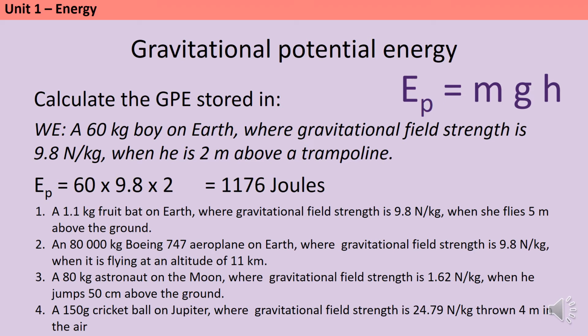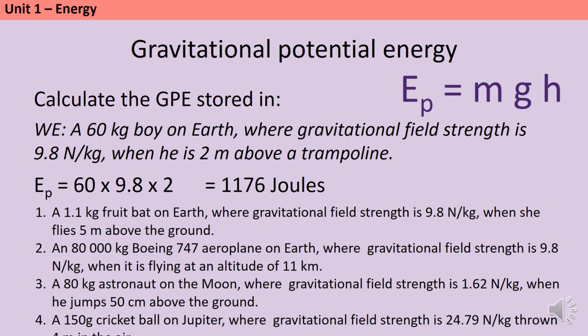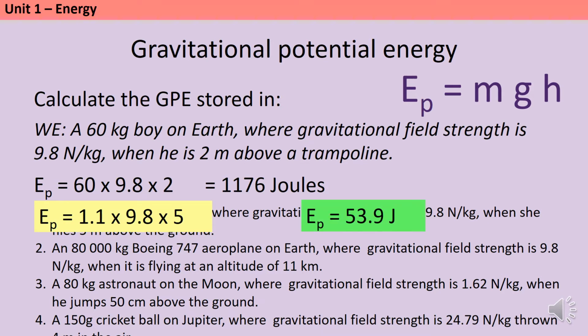Pause the video and make sure that you're comfortable completing these four calculations. So, starting with our fruit bat, she's still on Earth and she's flying at a height of 5 metres. So 1.1 times 9.8 times 5 gives us an answer of 53.9 joules.